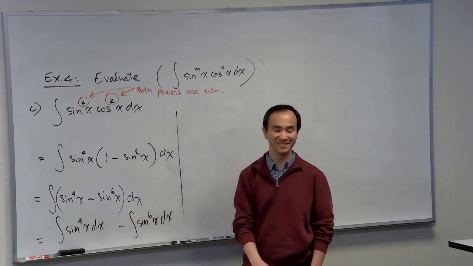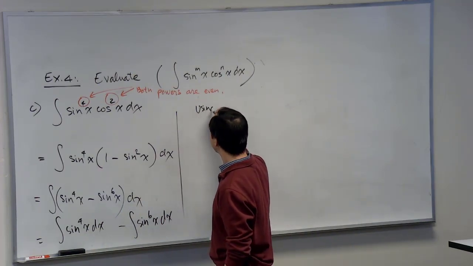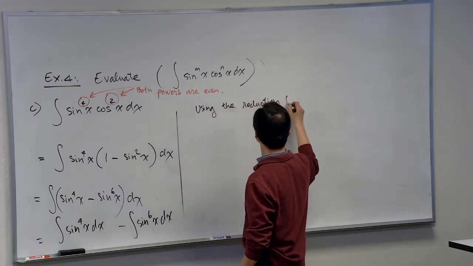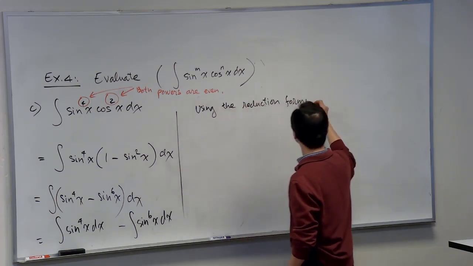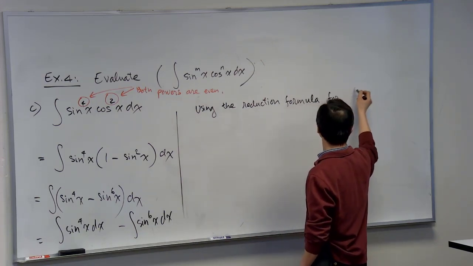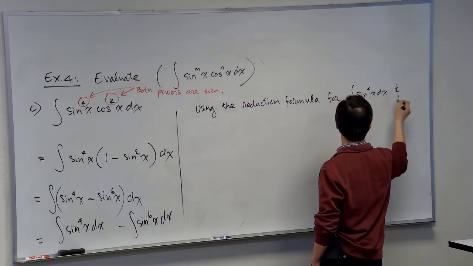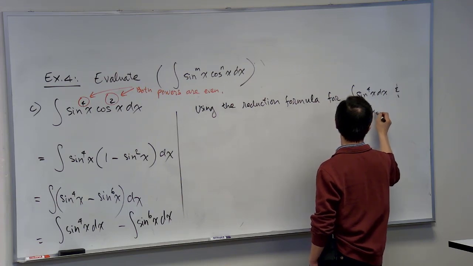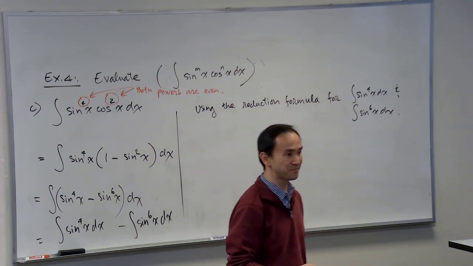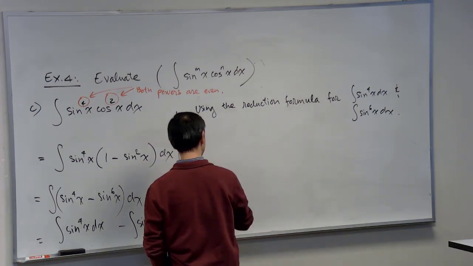So the advice here is that we've got to use the reduction formula, and we have no choice. At that one step, you have to use a reduction formula for the integral of sine to the fourth of x, and the integral of sine to the sixth of x. That's the intention. See what I'm saying? But that's a certain thing that we can do. So let's apply the reduction formula.